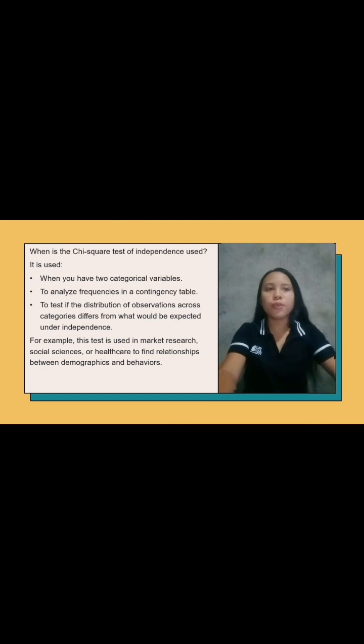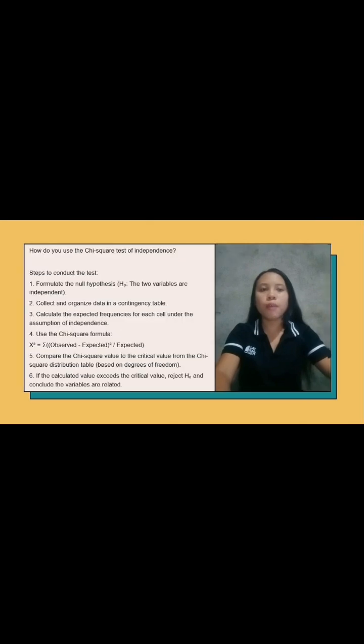When is the chi-square test of independence used? It is used when you have two categorical variables to analyze frequencies in a contingency table, to test if the distribution of observations across categories differs from what could be expected under independence. For example, this test is used in market research, social science, or healthcare to find the relationship between demographics and behaviors.